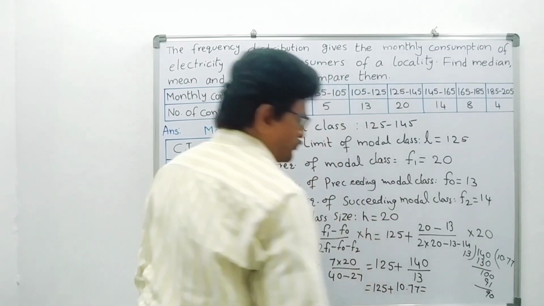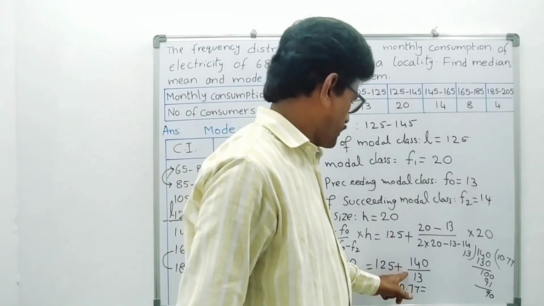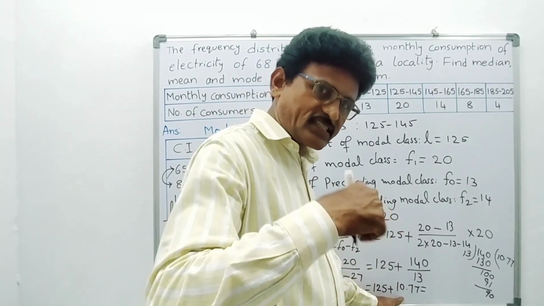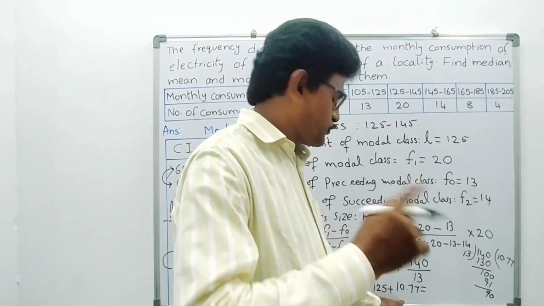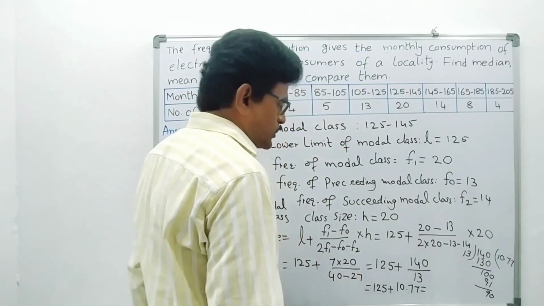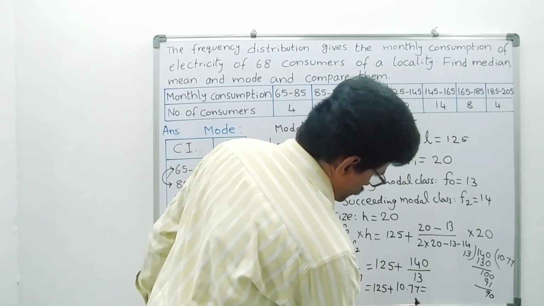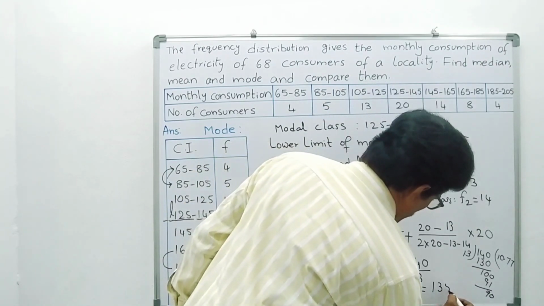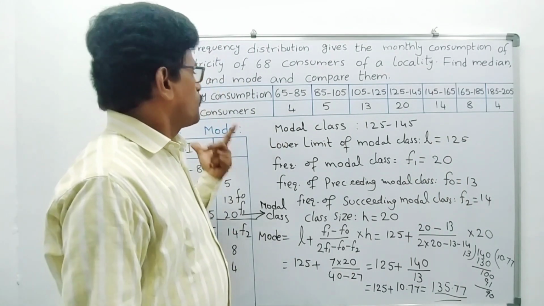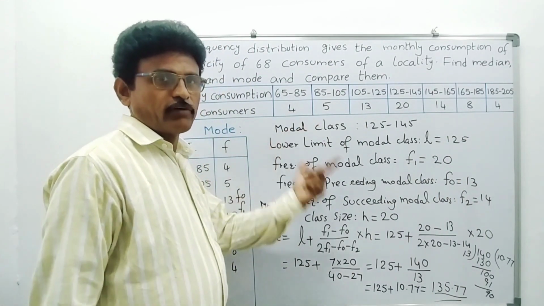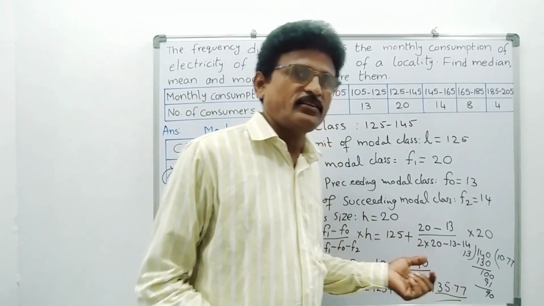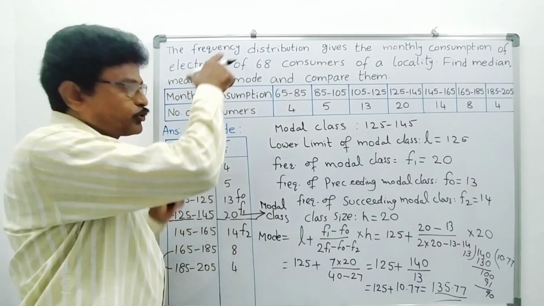10.77. Okay. 140 by 13, I am taking 10.76 like that, you will get. If you make it a round figure, 10.77, you will get definitely. Okay. So now total 135.77. This is the mode. So mode of these values, how much are you getting? 135.77. Right students? Again this table I am going to write here.